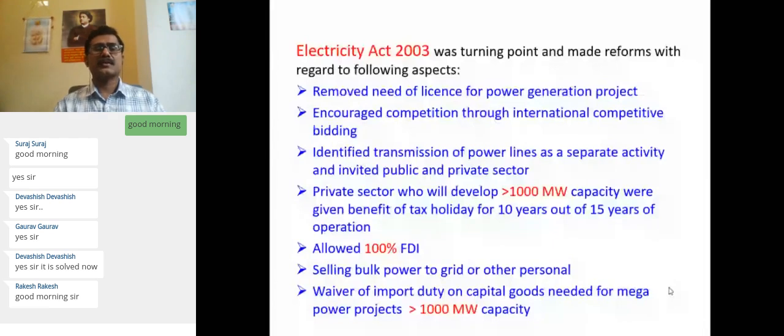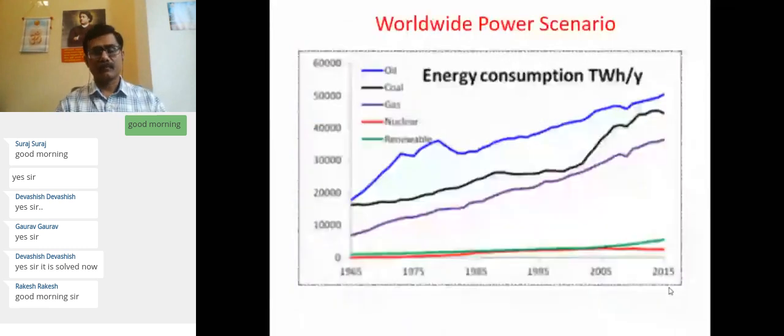So this Electricity Act ought to be the turning point in the reforms as far as the private sector is concerned. Okay. Now that was, I will say, one of the parts for unit number one.